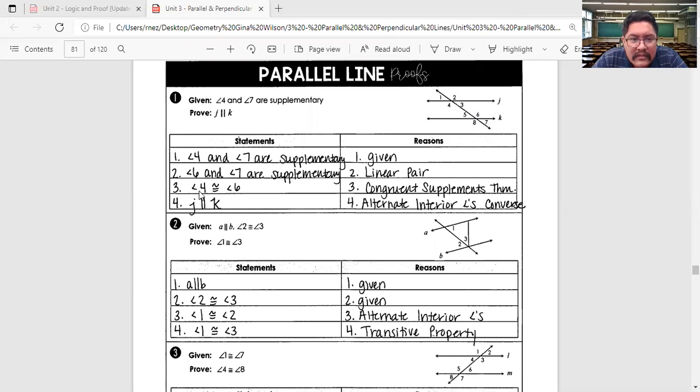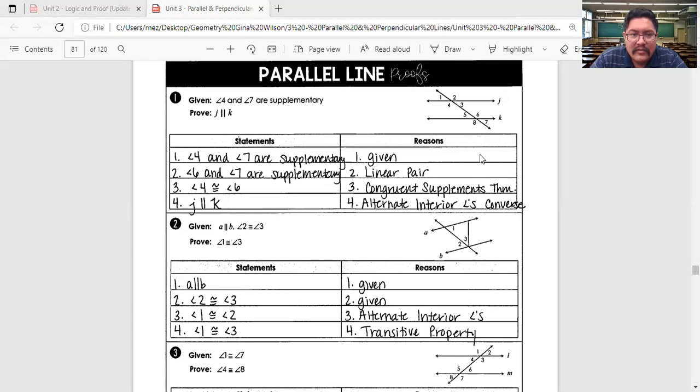Step 3, I should say. Angle 4 and angle 6 are congruent, so 4 and 6. Congruent supplement theorem. In that case, it would also be alternate interior angles as well. And therefore, we have proven that J and K are parallel by the alternate interior angles converse. So again, 4 and 6. That way we'd know that those two lines would be parallel.